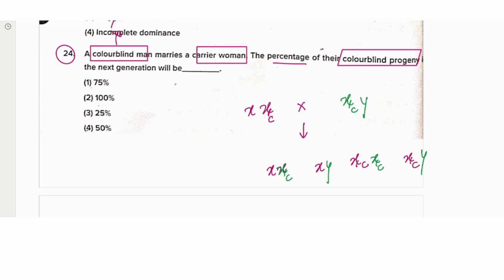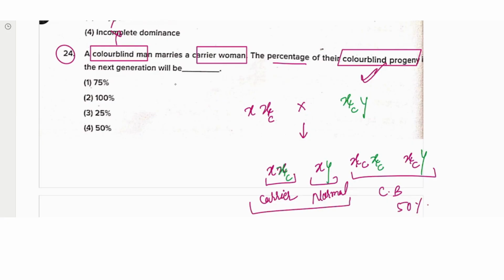So here these two are completely colorblind, these two will be normal, and this one would be the carrier. They are asking for the completely colorblind. So 50% of the population would be colorblind, 25% would be normal, and 25% would be carrier. Since they are asking for colorblind, it would be 50%.